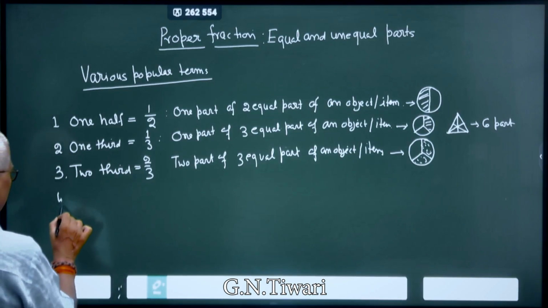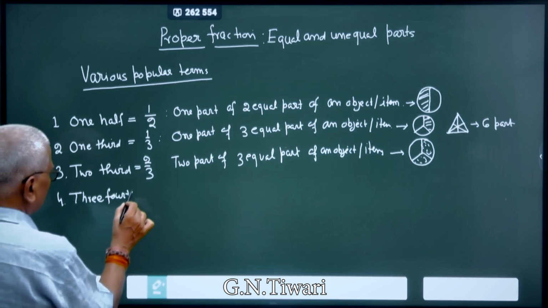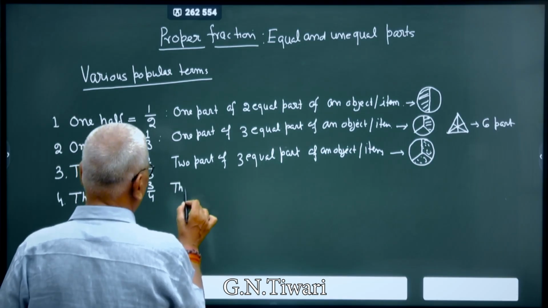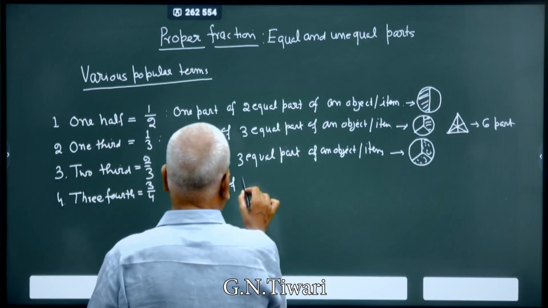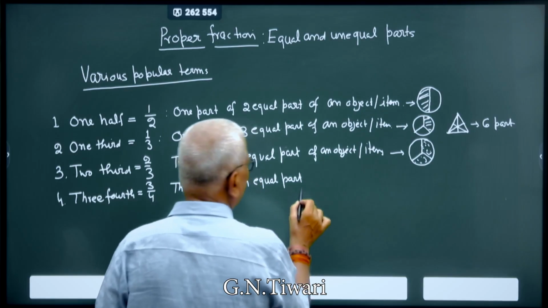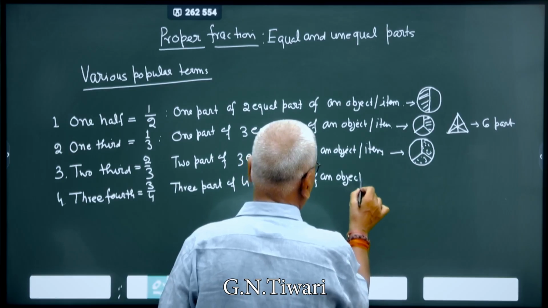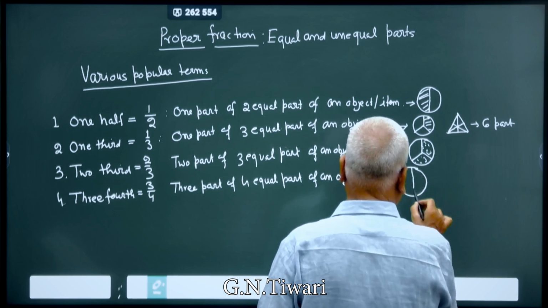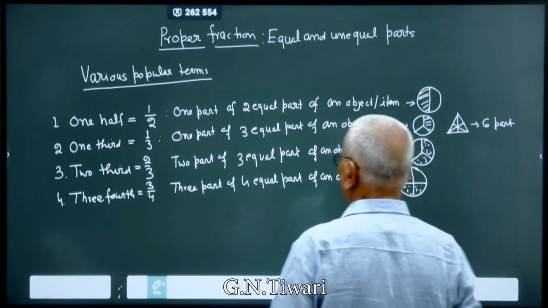3/4. It is 3 parts of 4 equal parts of an object. अब इसका देखिए, सर्किल ले लीजिए, 4 पार्ट में डिवाइड कर दीजिए इक्वल पार्ट में, और जो इसका 3 इक्वल पार्ट होगा वो ये हो जाएगा.